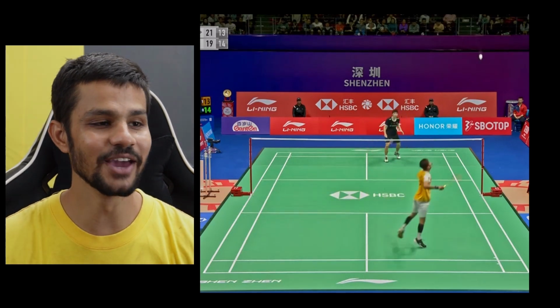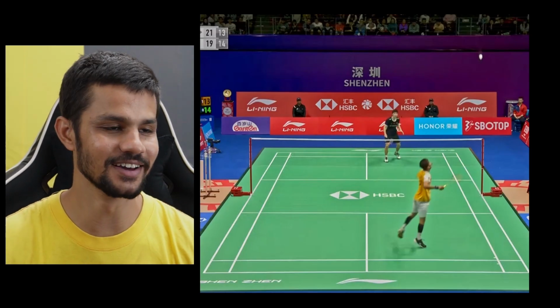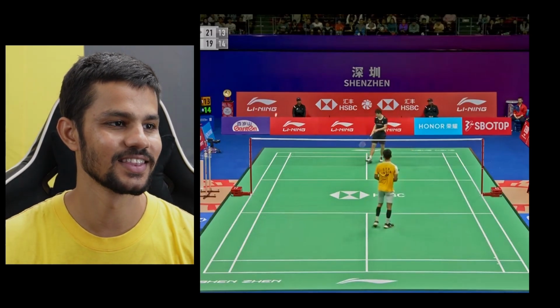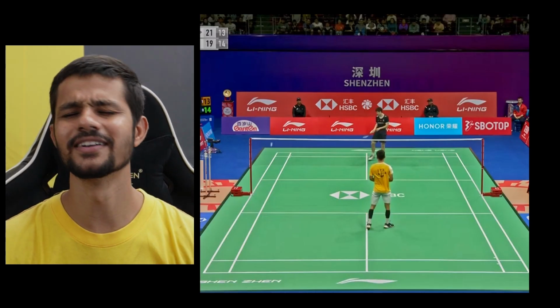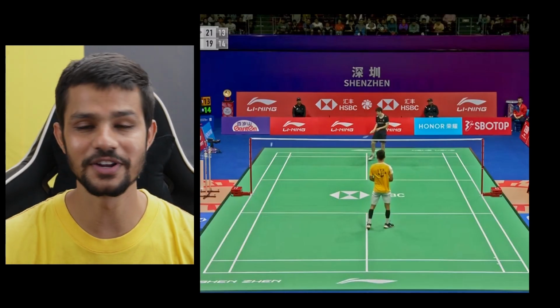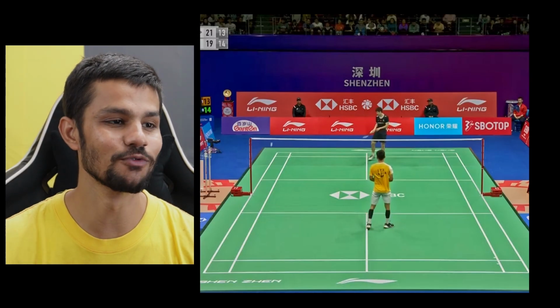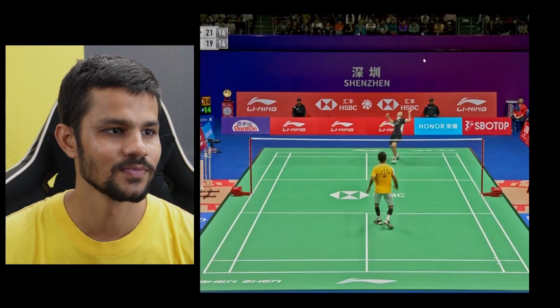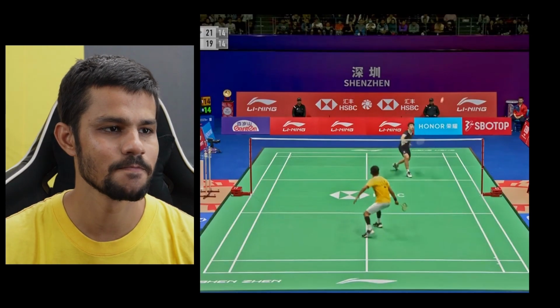He gave his 100% to do that backhand toss. That's out. Oh man, you were dominating the rally. Shi Yu Qi was looking under pressure during this complete rally, and what you did, a blunder at the end by doing this error. Nice overhead.